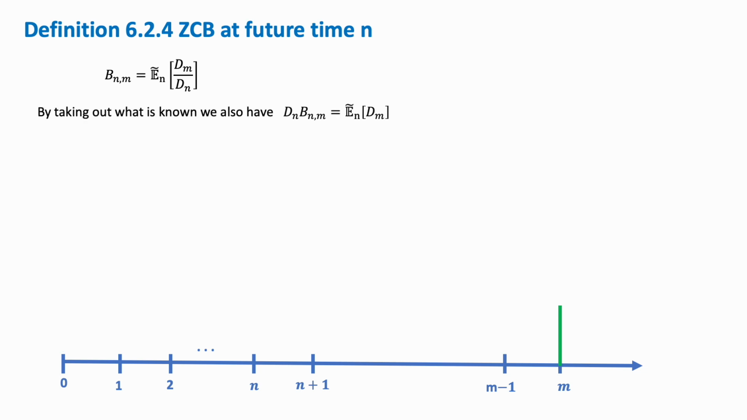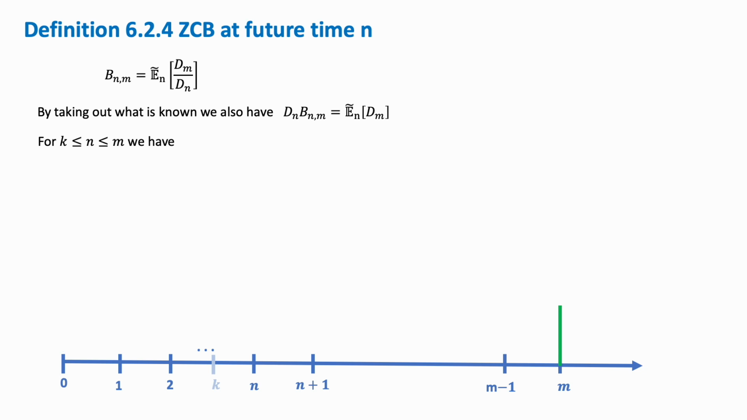And also, we note that by taking out what is known, we can have this expression here, right? And what do we mean by taking out what is known? At time n, we know what dn is, right? Because dn, if you remember, depends only on the first n minus 1 coin tosses. So at time n, we know exactly what this dn is. That means we can simply take it out as a constant. And that's where we're getting this expression.